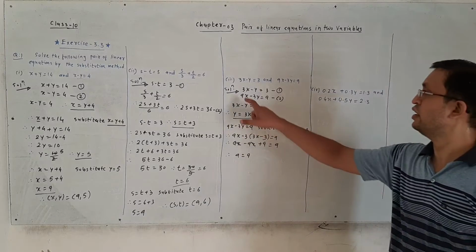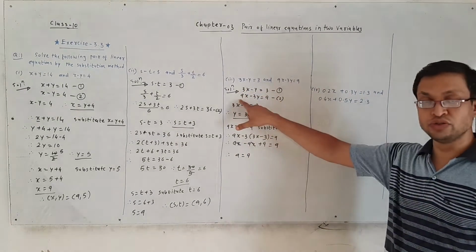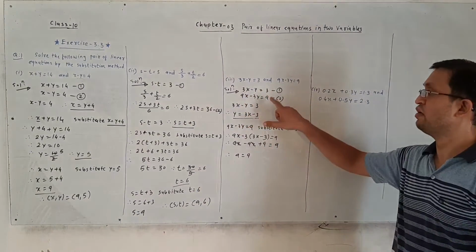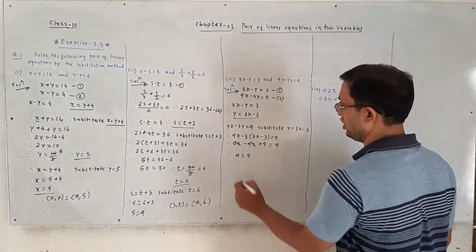That means here the ratio of the first equation and the second equation, a1 by a2, is 1 by 3. b1 by b2 is also 1 by 3. And c1 by c2 is also 1 by 3. Therefore, they have infinitely many solutions.